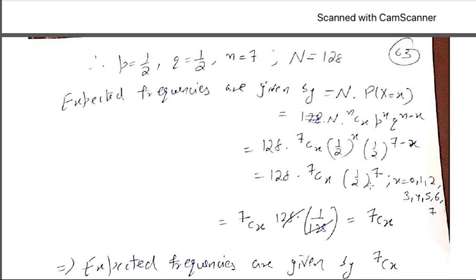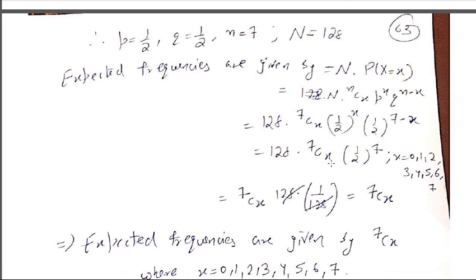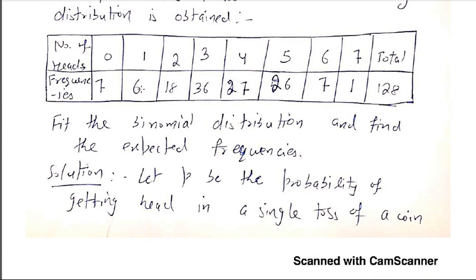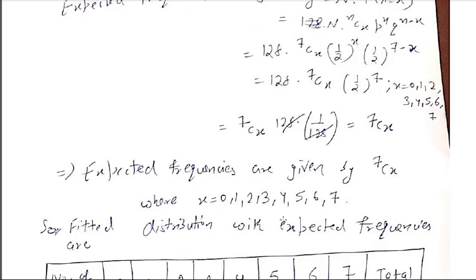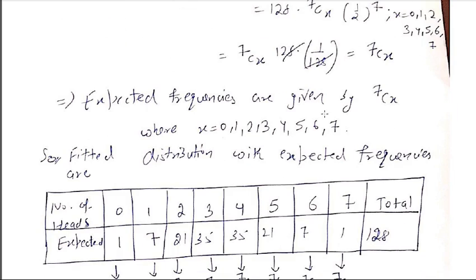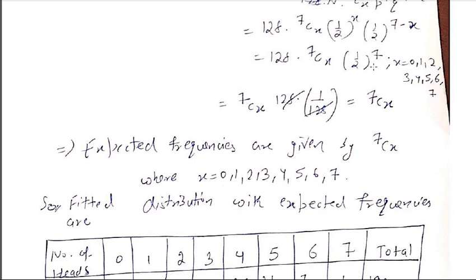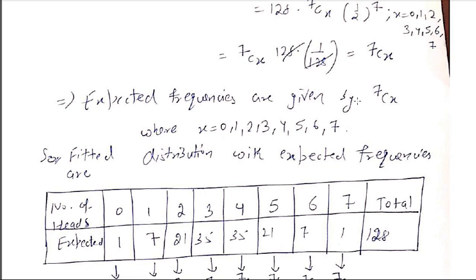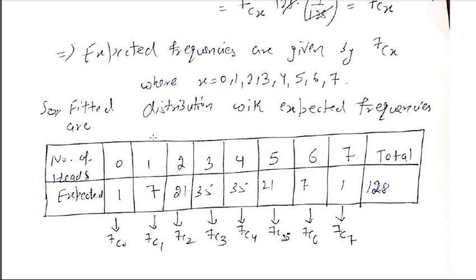If we add both the powers, it will be (1/2)^7, and here x varies from 0 to 7. You know that (1/2)^7 will be 1/128, and 128 cancels with 1/128. So the expected frequencies are given by 7Cx. In the fitted distribution, in the first row we mention the number of heads and in the second row the expected frequencies.